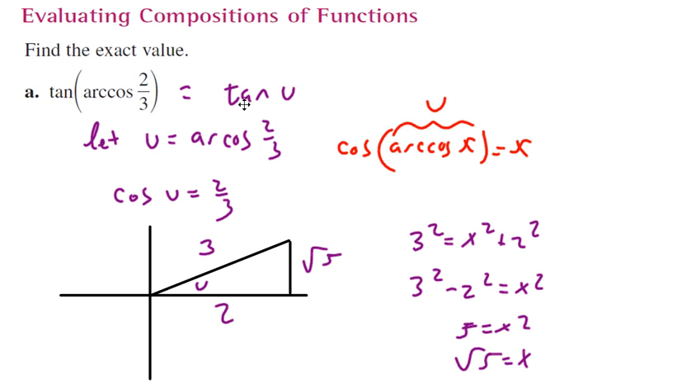Now let's find the tangent of u. If this is u, tangent is opposite over adjacent, so it's just going to be radical 5 over 2. Because u is arc cosine of 2/3, if I take the tangent of u, I'm doing this whole thing. And so this right here is our final answer.